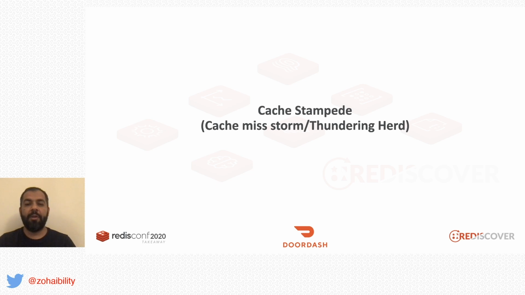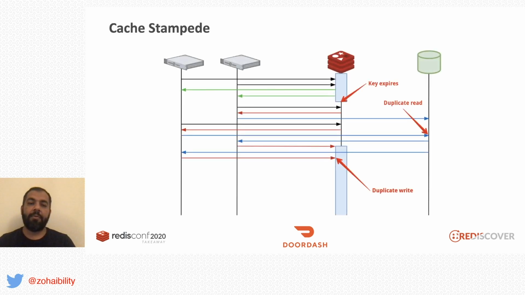And one of the most important things that we've seen over time is the CasteMP problem. CasteMP is also known as cache miss storm or a thundering herd problem. It's a pretty well known problem. For those who don't know what CasteMP or thundering herd is, here is a simple example. Imagine you have two servers, and you have cached something in Redis.